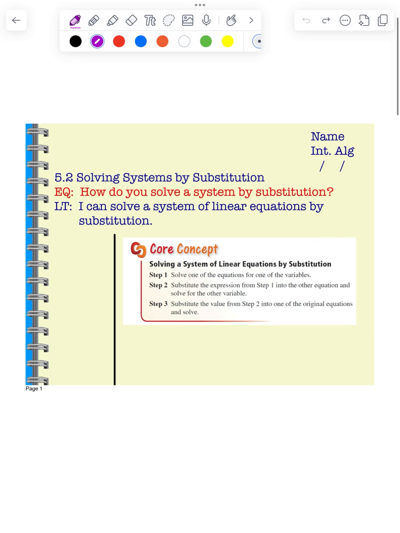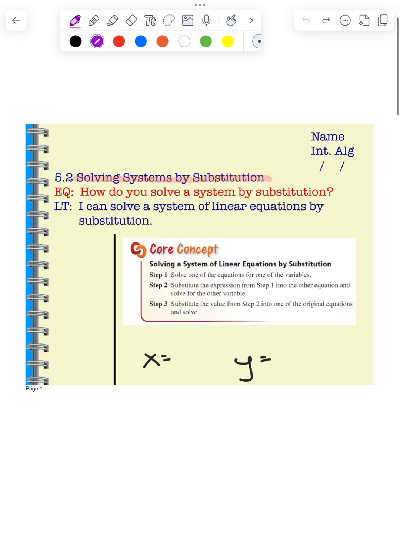Algebra students, in today's notes, we are going to learn how to solve systems of equations by substitution. So this is still a linear system of equations. We have x and y. Our goal is going to be either to get x or y by itself. So we have x equals a number sentence or y equals something.